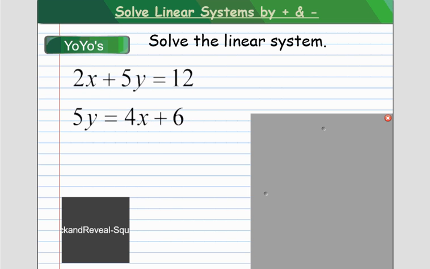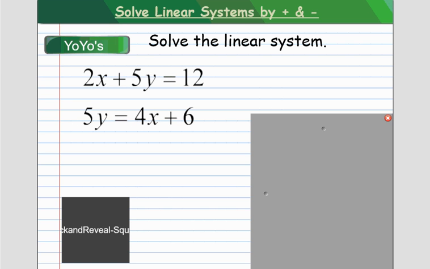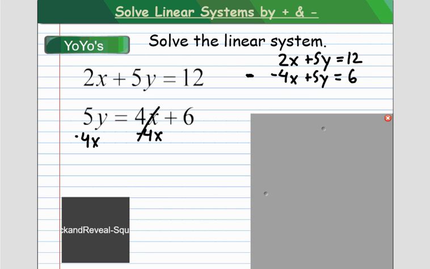Okay, if you look, you need to get your x's on the left side, so you need to subtract 4x from each side. Get rid of it on this side. So it'll look like this once everything's lined up. 2x plus 5y equals 12. Negative 4x plus 5y then equals 6. Your y's are matched up and they're the same sign, so you need to subtract the two equations. 2 minus negative 4, that makes 6x's, and the y's will cancel out. 12 minus 6 is 6, so x equals 1.